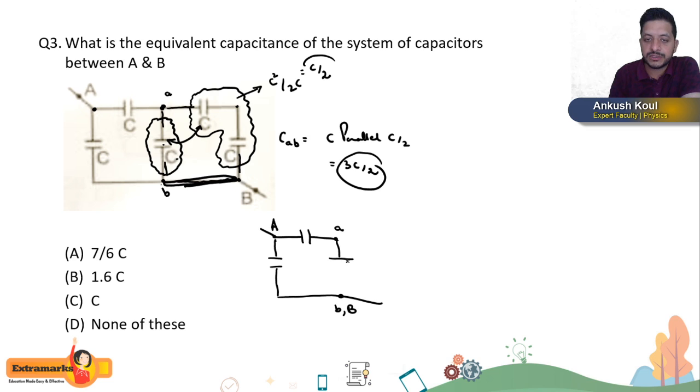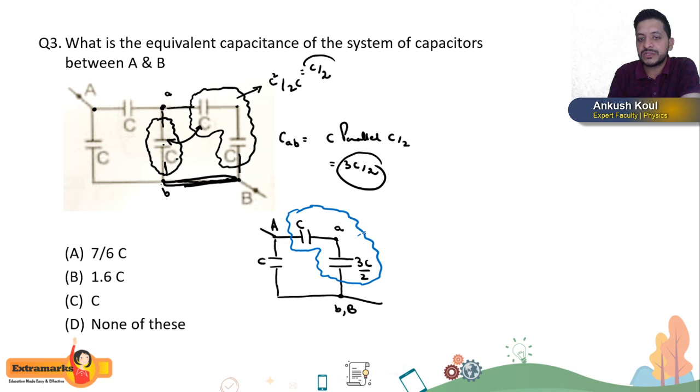So I had drawn a capacitor, and its capacitance is how much? 3C by 2. This is C, this is C, this is 3C by 2. I hope you understand what to do next. A very easy step. I feel these two are in series again. Correct? There is nothing at junction A. So C and 3C by 2 in series means the equivalent will be the product, C into 3C by 2, divided by C plus 3C by 2.